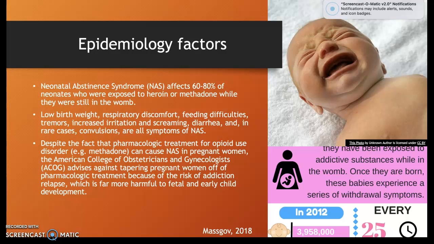Despite the fact that pharmacologic treatment for opioid use disorder, such as methadone, can cause NAS in neonates of pregnant women, ACOG advises against tapering pregnant women off of treatment because of the risk of addiction relapse, which could be far more harmful to fetal and early child development.